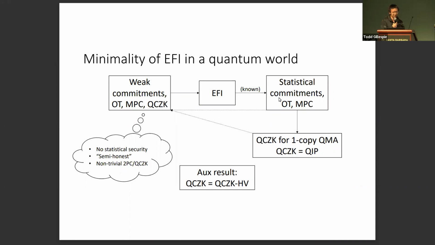These include ones that don't satisfy any statistical security. They only have semi-honest security. And you can even consider objects like 2PC with very weak but still non-trivial functionality, or QCZK for non-trivial languages. And along this line of thought, we also get an auxiliary result showing that quantum computational zero knowledge is unconditionally equal to honest verifier QCZK. So that's it. Thank you.